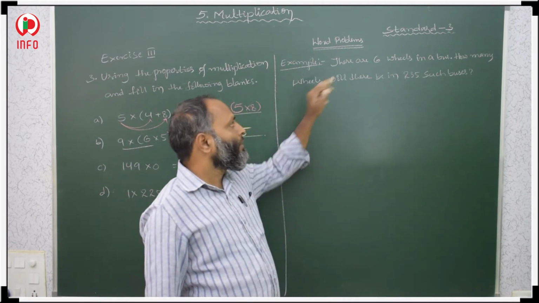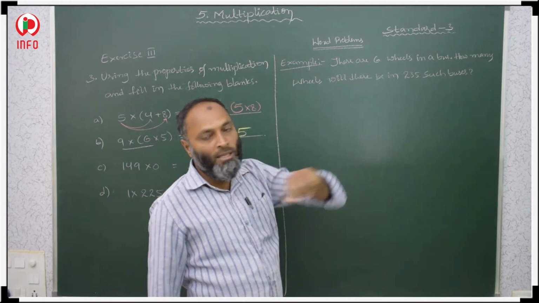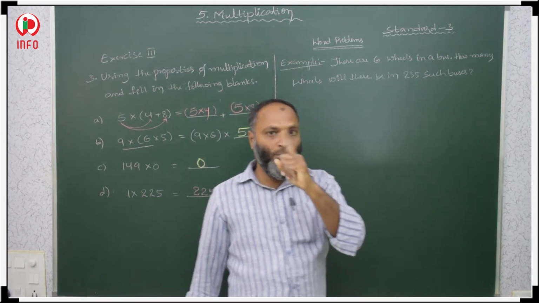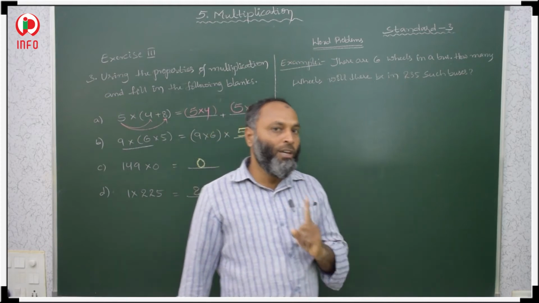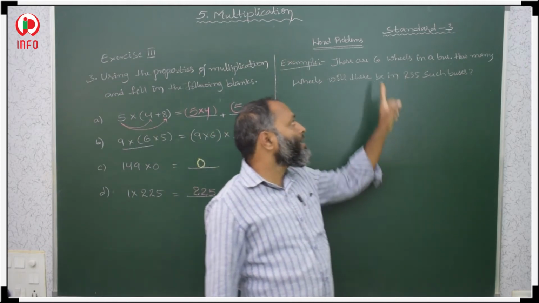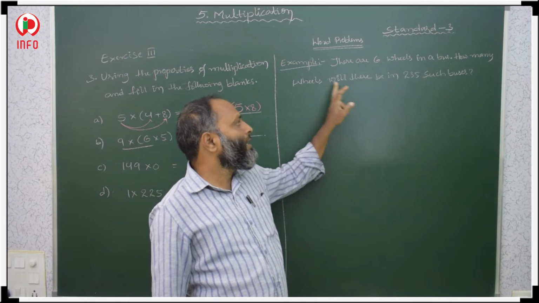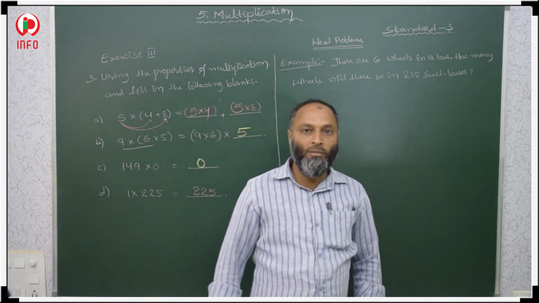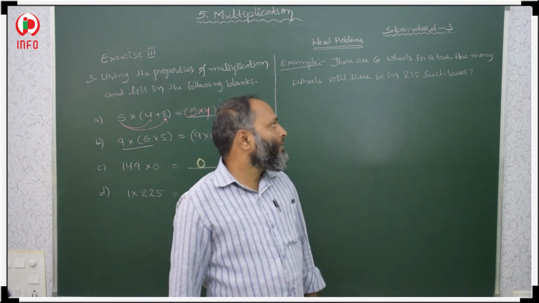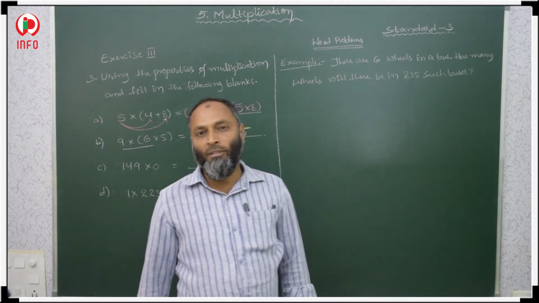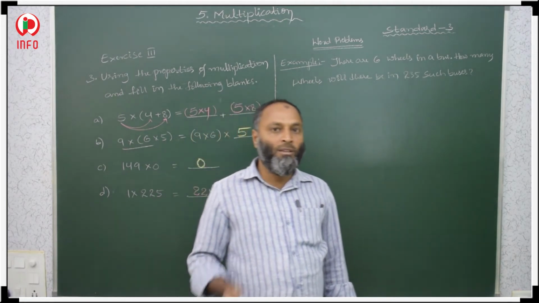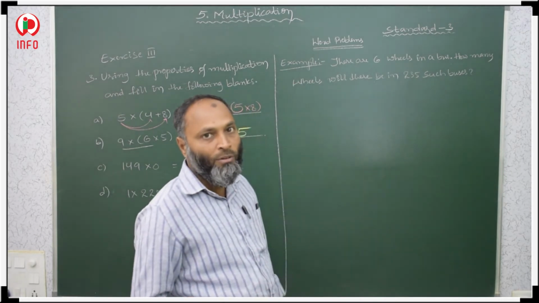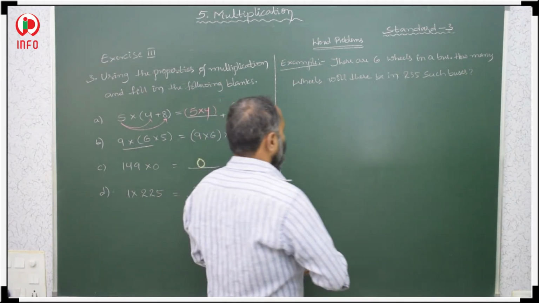Here there are 6 wheels in a bus. In one bus, how many wheels are given? 6. One bus means the unit is given, 1 unit. In one bus, 6 wheels are there. Then how many wheels are there in 235 such buses? So we have to find. In 235 buses, how many wheels were there? So when he has given the unit and is asking for more, then we have to multiply.